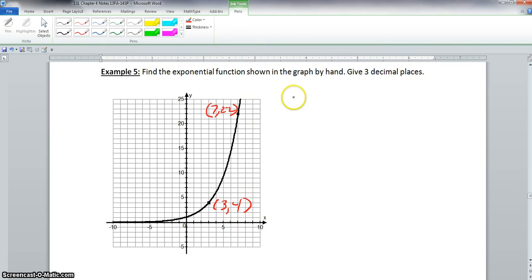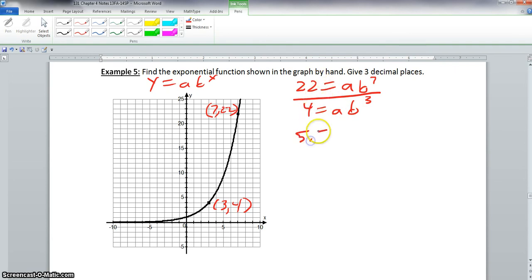Now we would do the same thing we did before. We would substitute in first for our higher x value, which is 7. So we're using the formula y equals a b to the x. So we will have 22 is equal to a, and we don't know what b is, but we know that's taken to the 7th power, and it will be divided by, we would take our second value, so it'll be 4 is equal to a b to the 3rd power. Now when we divide this, 22 divided by 4 is 5.5, and it equals, these a's will simplify out, and we'll be left with b to the 4th.